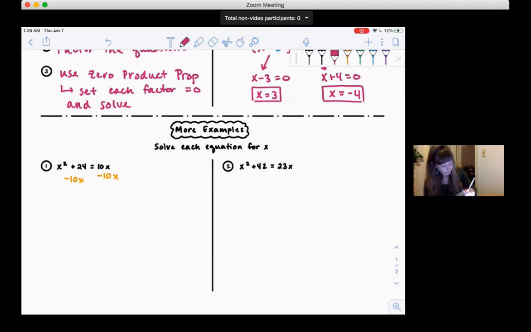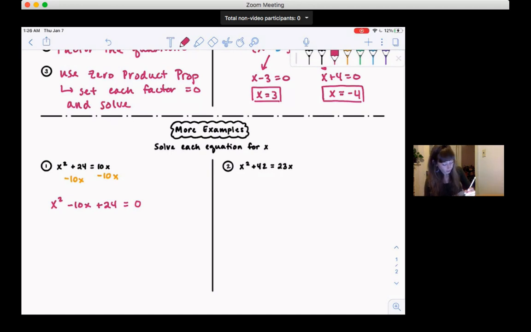On the left, then I'm going to have x squared. You want to put your x term in between the x squared and the constant. That will help us factor. So I'm going to put the 10x in the middle, and then plus 24. And then on the right side, I have 10x minus 10x, which is 0. And we knew we needed to have 0 on one side, so we got that. We're now ready to factor.